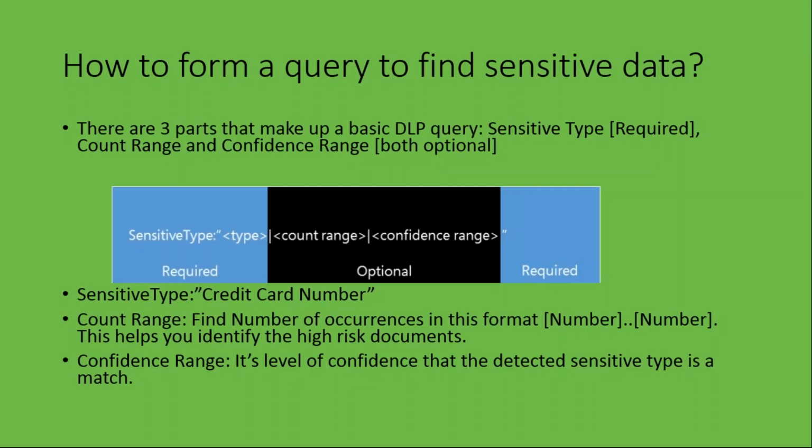So first range is count range. We can specify that if in a document you have 5 or more credit card numbers, then report this document as a sensitive document. So with this 5 or more, or say between 5 and 50 credit card numbers, you can report this document as sensitive. So we can specify that range in this query. So that is one type of range. Another is confidence range. As I explained earlier, between 1 to 100%, we can specify any range, like 1 to 50. I'll show you how to specify these ranges in the query.